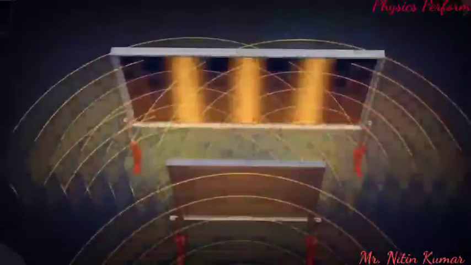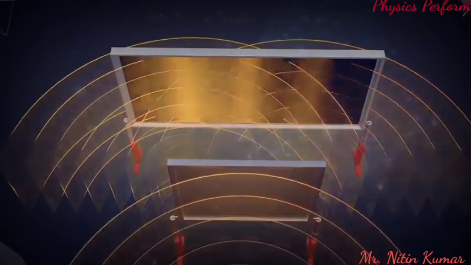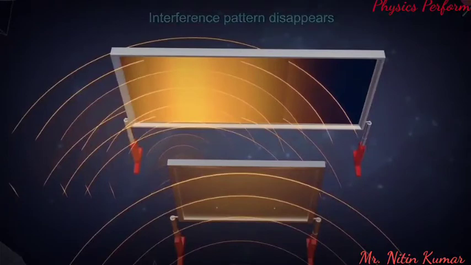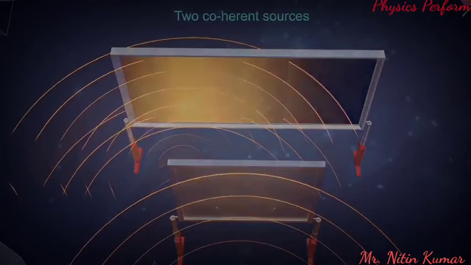Now, in this experiment, if we close one of the slits, the interference pattern disappears and we see only a plain light on the screen. This shows that two coherent sources are required to produce interference pattern.